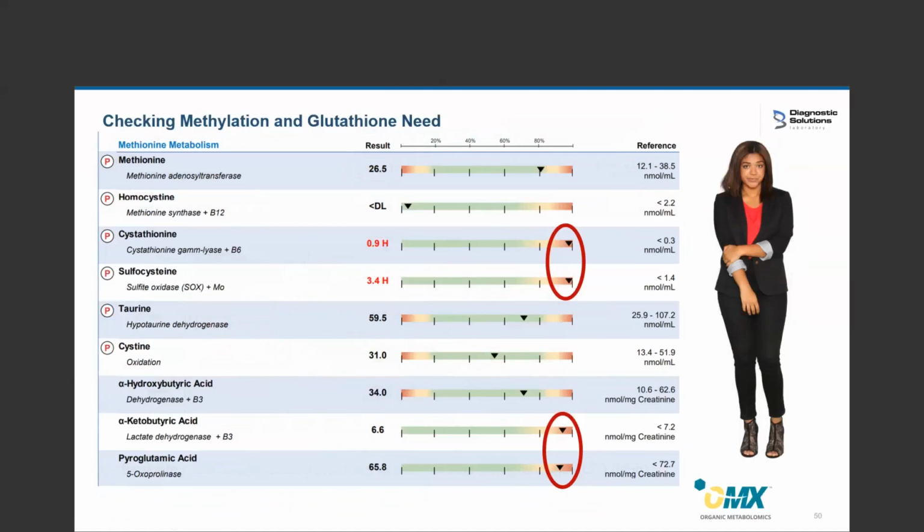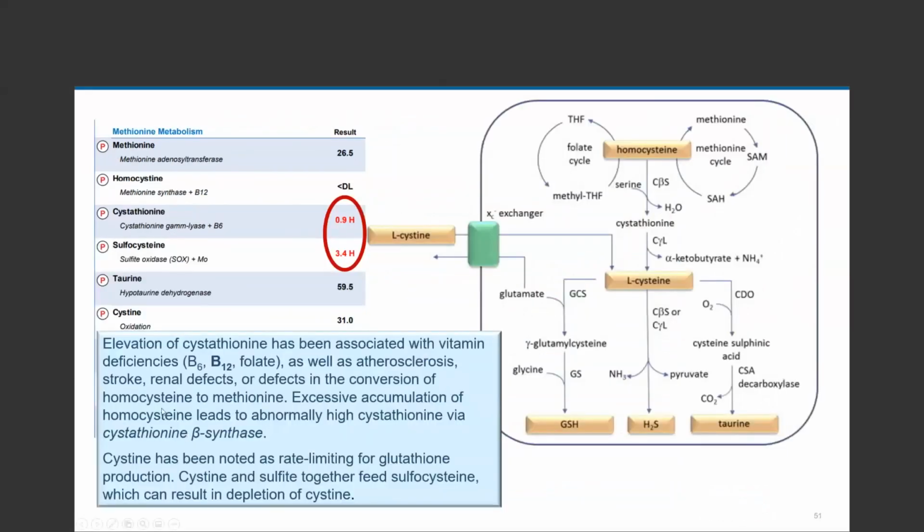I'm also going to look at these things that I wondered about. So methylation, glutathione, and it's nice to have these all together. The top half is looking more at methylation markers, that involvement of the pathway. And then the bottom half is looking more at glutathione production. So we'll look at the top half.